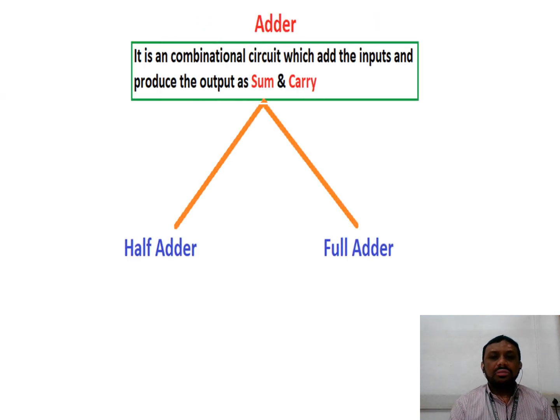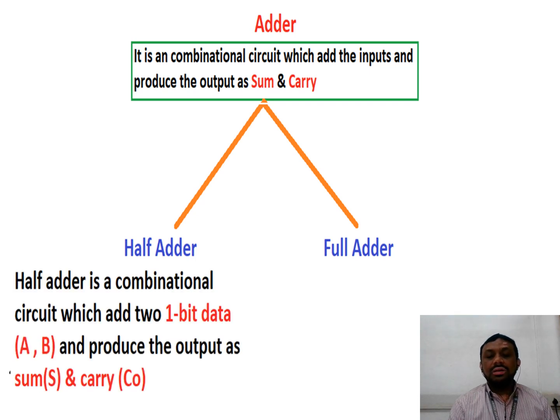So adder, as we said, is a combinational circuit which will add the inputs, and we know that whenever we add numbers, our result will be sum and carry. So an adder is a combinational circuit which will add the inputs and produce the output as sum and carry. Now, depending upon how many inputs we are adding, an adder can be classified into two different types. One is called a half adder and the other is called a full adder.